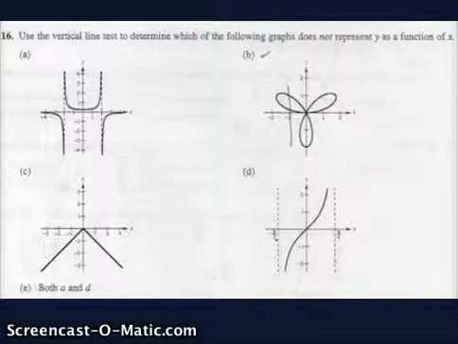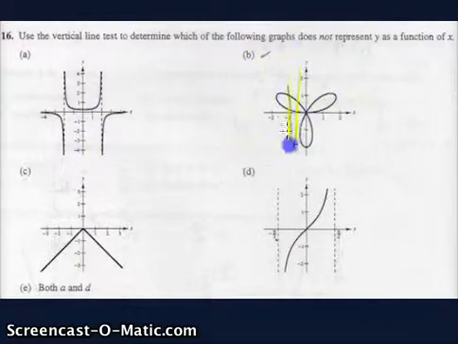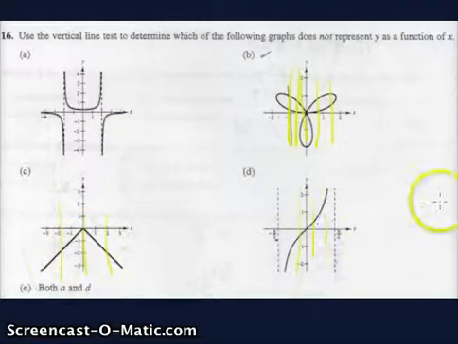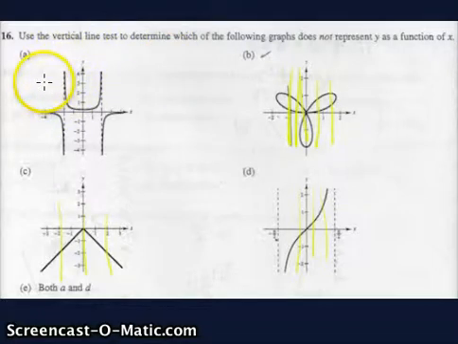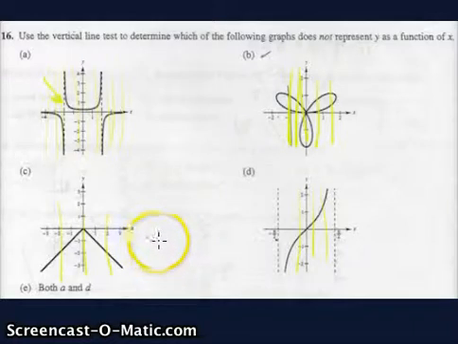Question. Use a vertical line test to determine which of the following graphs does not appear to be a function in terms of y. Okay, so we know this fails a vertical line test right here. So it's not B. This passes, so it is a function. That passes. Now, these are asymptotes over here, and if I do vertical lines all the way through here, I'm only going to hit the graph once at a time. So yes, all of them pass but B. So the answer choice is B.